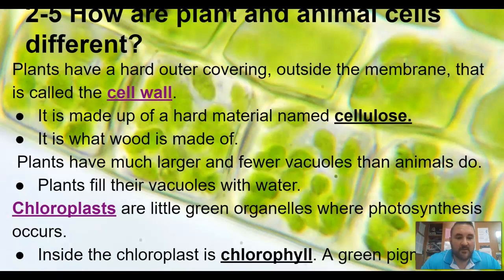Plants have very large vacuoles inside. Those very large vacuoles help to keep the plant full. It's called turgor pressure.